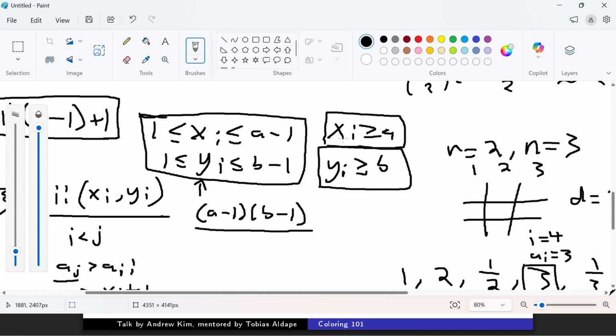And then if x escapes this bound, then we found a monotone increasing subsequence of length at least a, and if y escapes this bound, we found the same but for a decreasing subsequence, and that completes the proof.